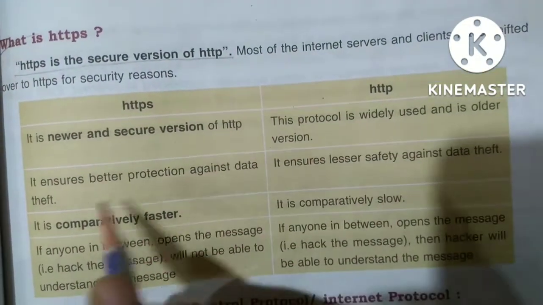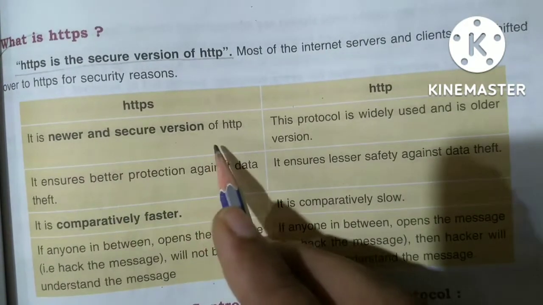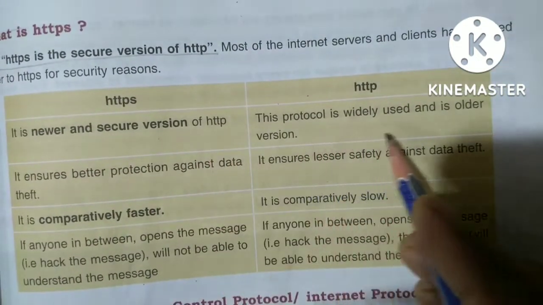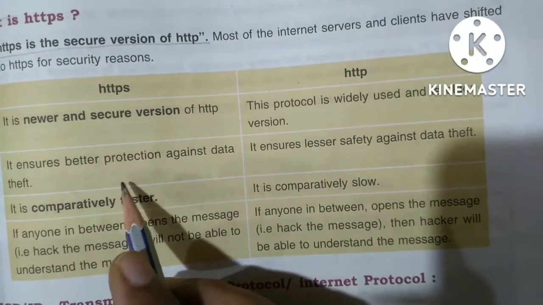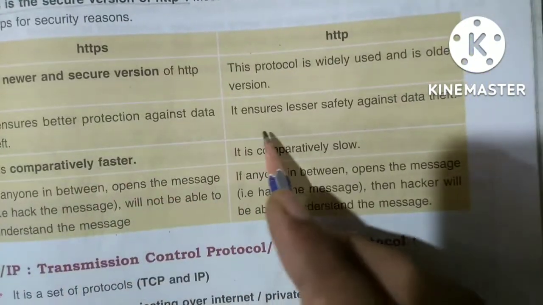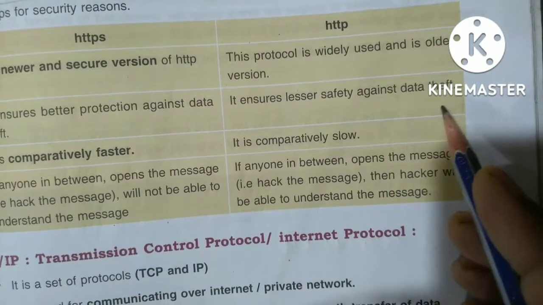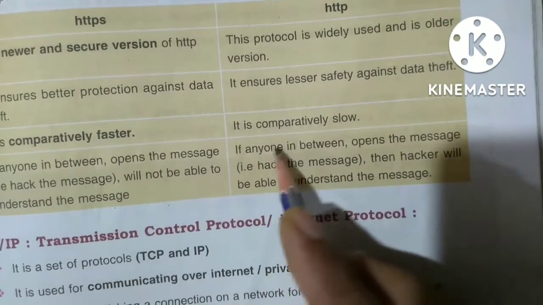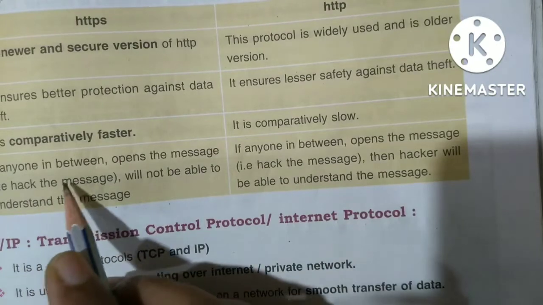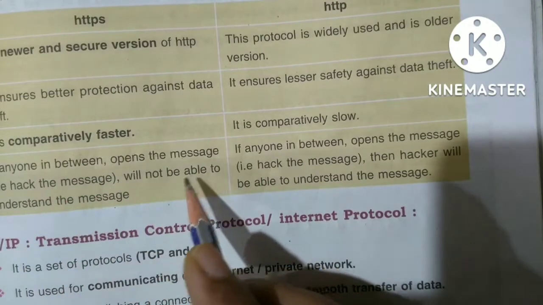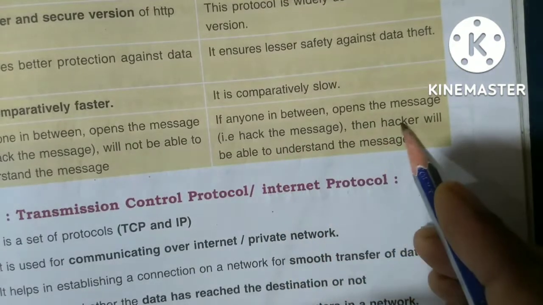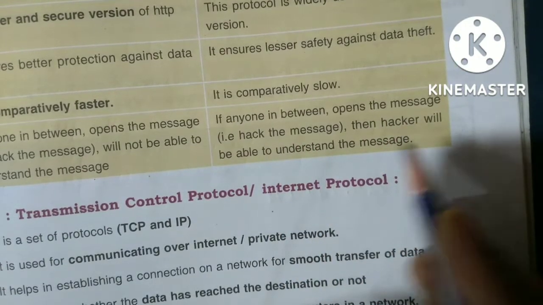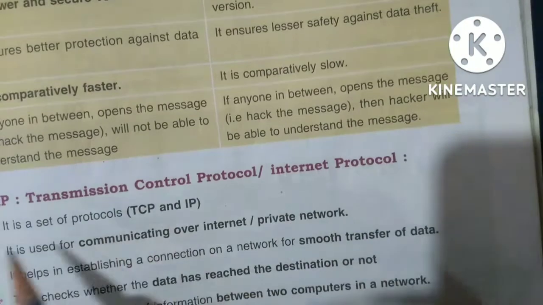HTTPS and HTTP difference. HTTPS is the newer and secure version of HTTP. HTTP is widely used and is the older version. HTTPS ensures better protection against data theft. HTTP ensures lesser safety against data theft. HTTPS is comparatively faster. HTTP is comparatively slow. If anyone in between opens the message in HTTPS, they will not be able to understand the message. If anyone in between opens the message in HTTP, then a hacker will be able to understand the message.